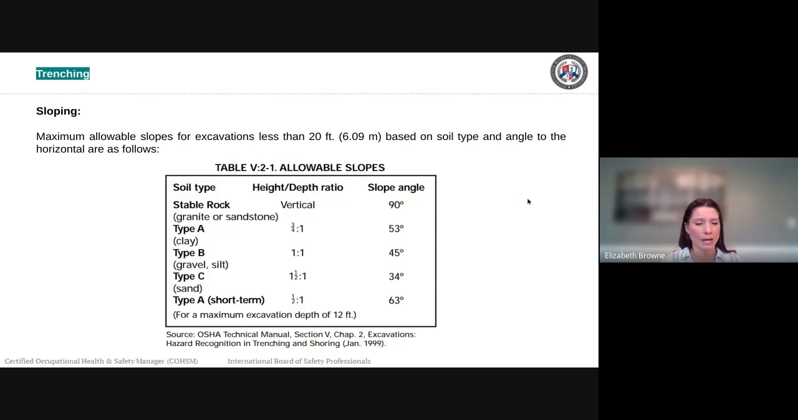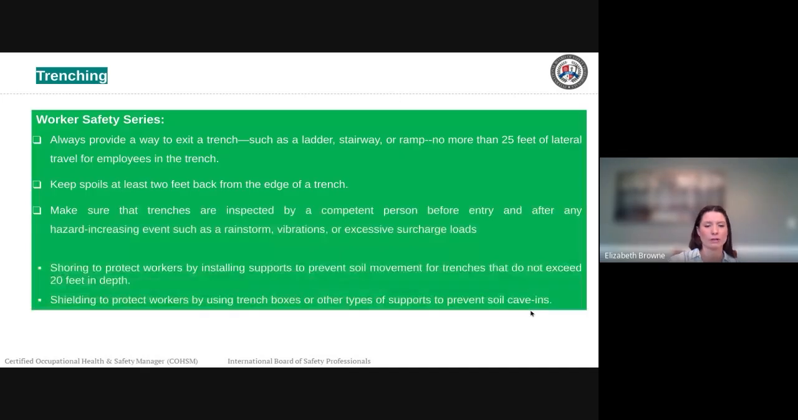So we have some different height depth ratios that are allowed for slope angle based on the soil type. So you can see, for example, type A, which will be a clay soil type, we have a 3/4 to 1 height depth ratio at a 53-degree slope angle. And so you need to ensure that you know the soil type that you're working with to ensure that you have the correct height depth ratio and slope angles as allowed per OSHA.